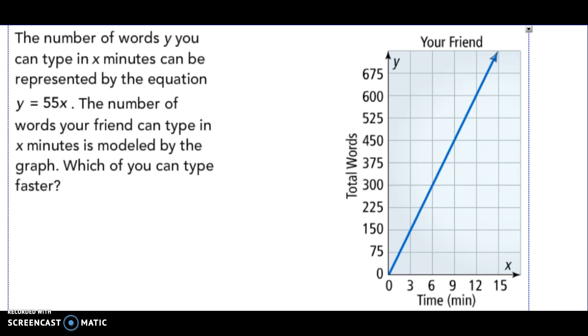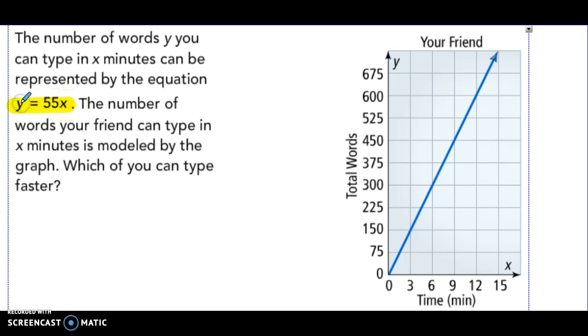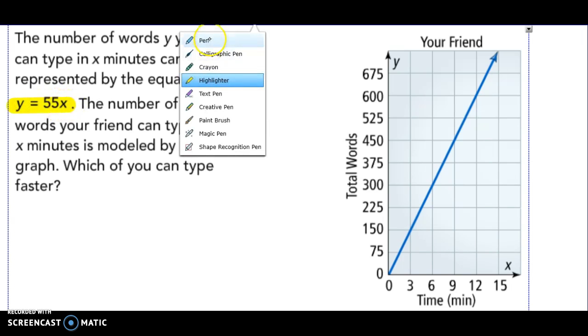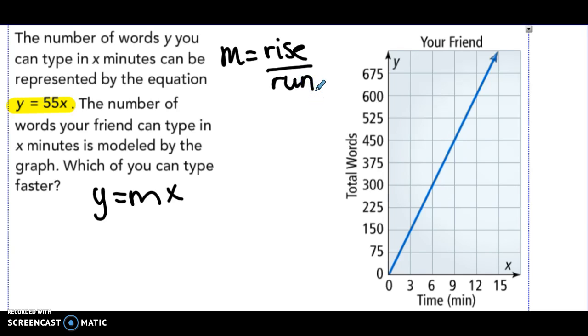The number of words y you can type in x minutes can be represented by the equation y equals 55x. The number of words your friend can type in x minutes is modeled by the graph. Which of you can type faster? Well, we know that this is our equation for how much we type. Now we need to figure out what our friend's equation would be based on our graph over here. Remember, we want the form y equals mx, where m is our slope. Remember, m is the same as saying rise over run when it comes to a graph.